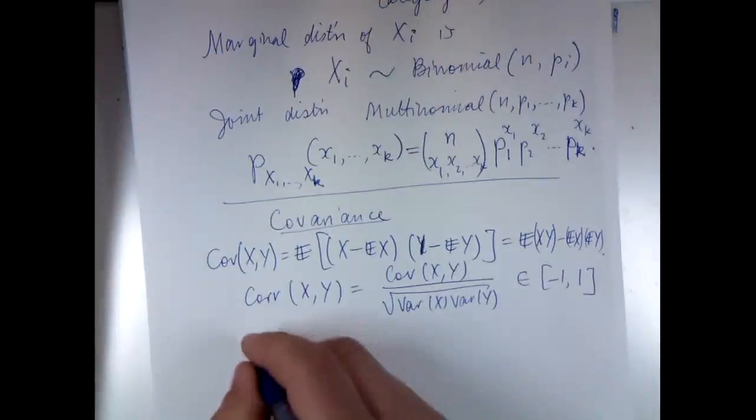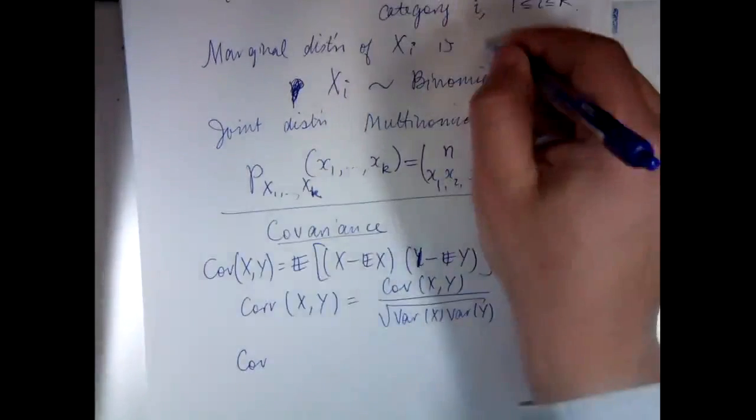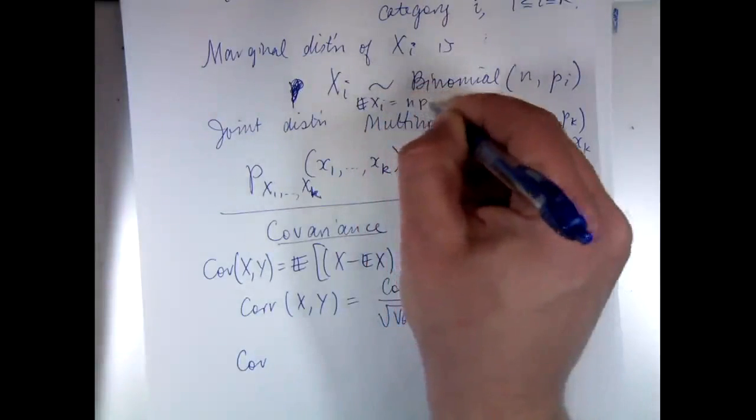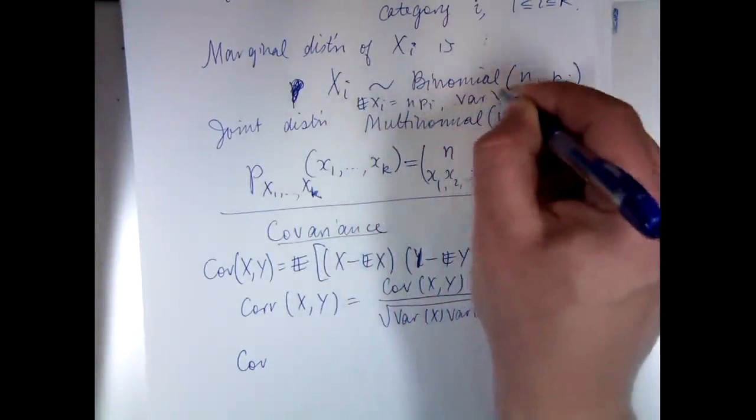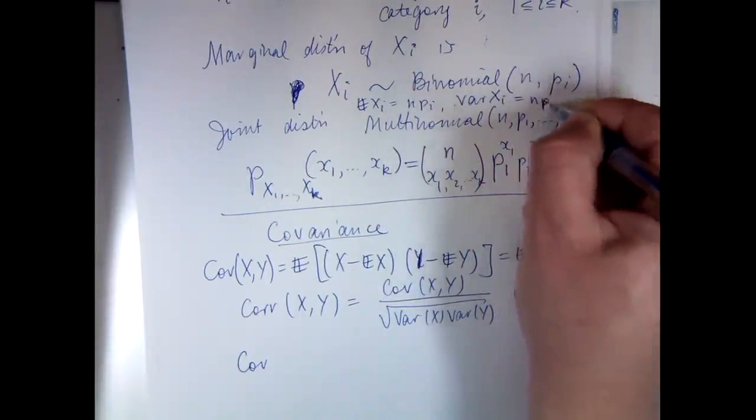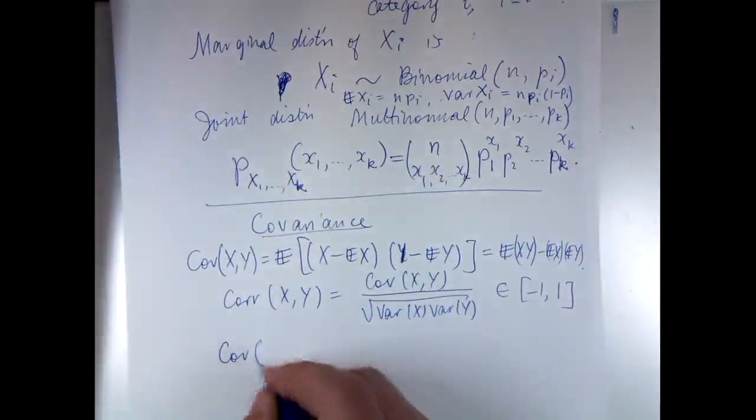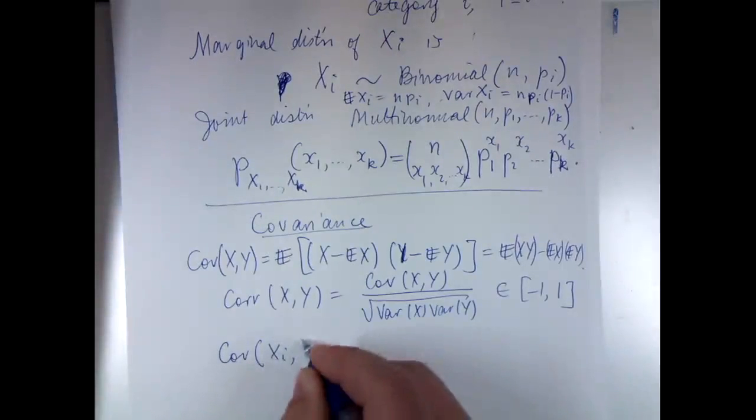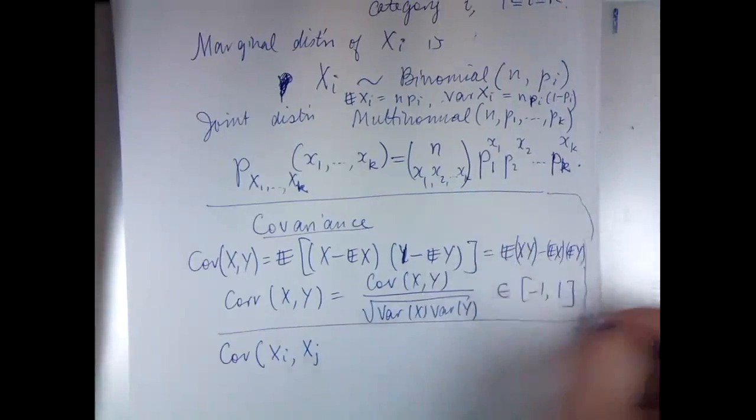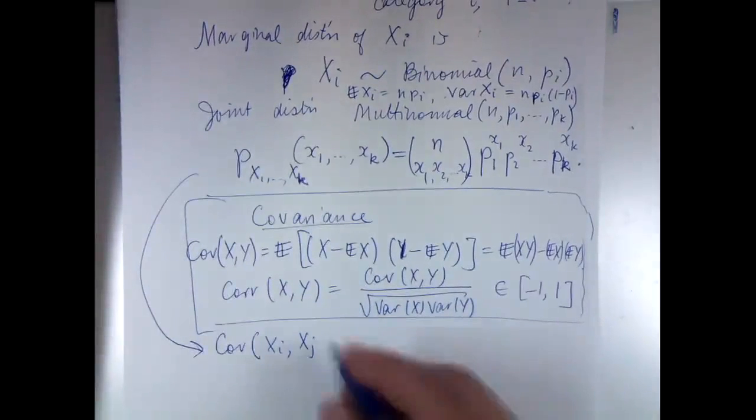So let's just do that in the case of, we already know, of course, the expected value of Xi is n pi, and the variance of Xi equals n pi (1 minus pi). So we already know that. All that we haven't done is the covariance of Xi with Xj. So that was an aside about covariance in general. Back to the example: covariance of Xi and Xj.